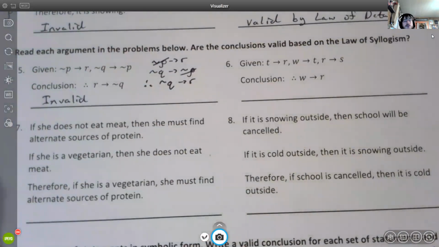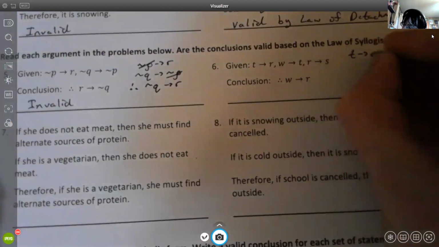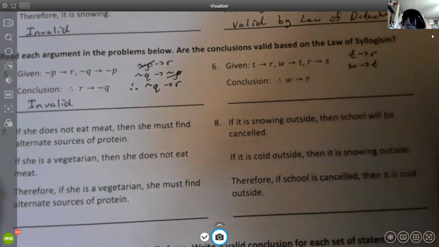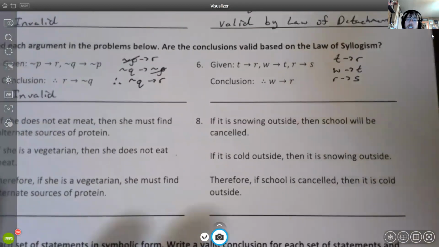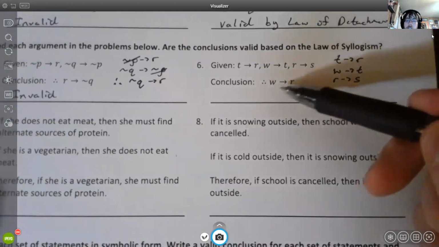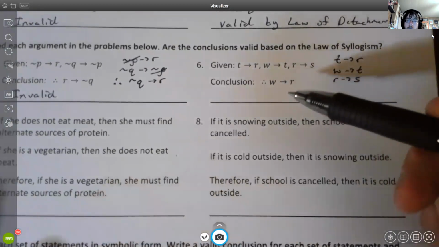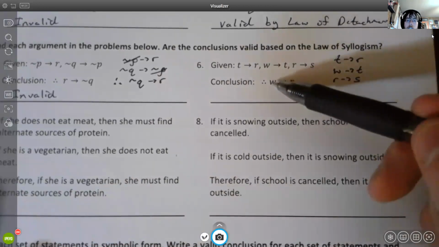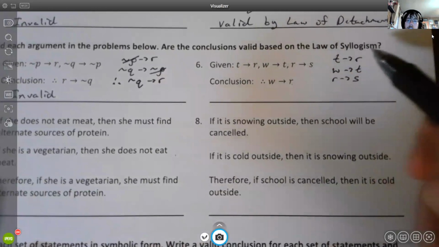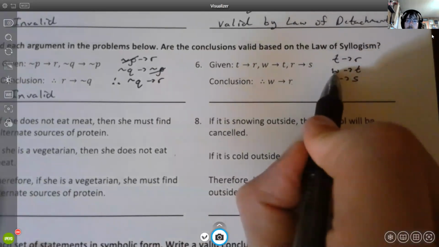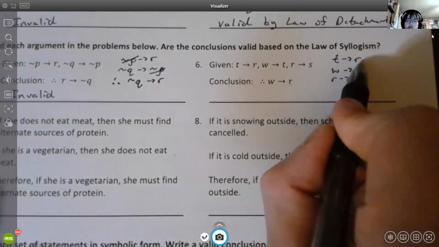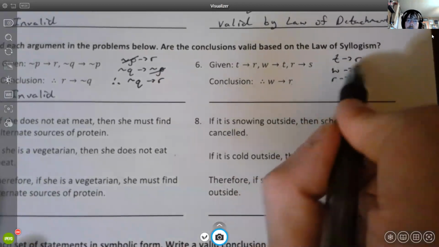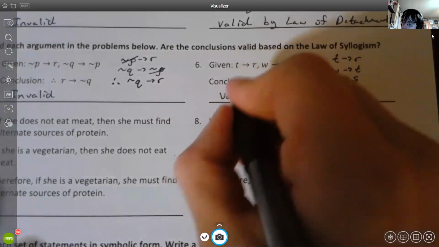All right, number 6. Number 6 says, given T implies R, W implies T, R implies S, therefore W implies R. So what we're going to do, since we have 3 here, we're going to start with our conclusion here and see if there's something that works out. So is there a path where W can go to R with shared middlemen? And the answer is yes. You start with W goes to T, so W implies T, and then T implies R. So if W implies T and T implies R, then W must imply R, so this would be valid.